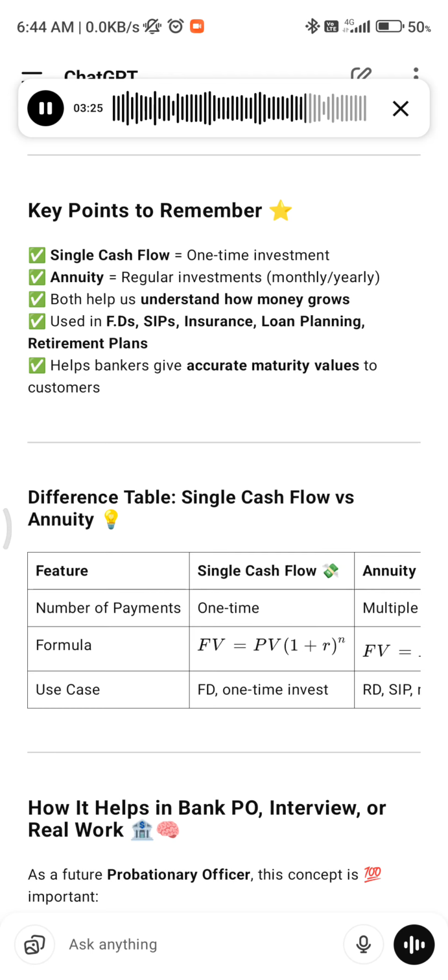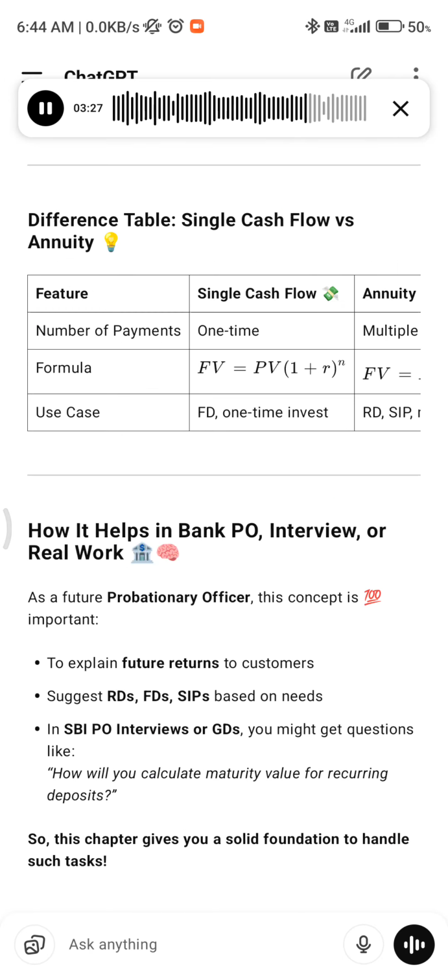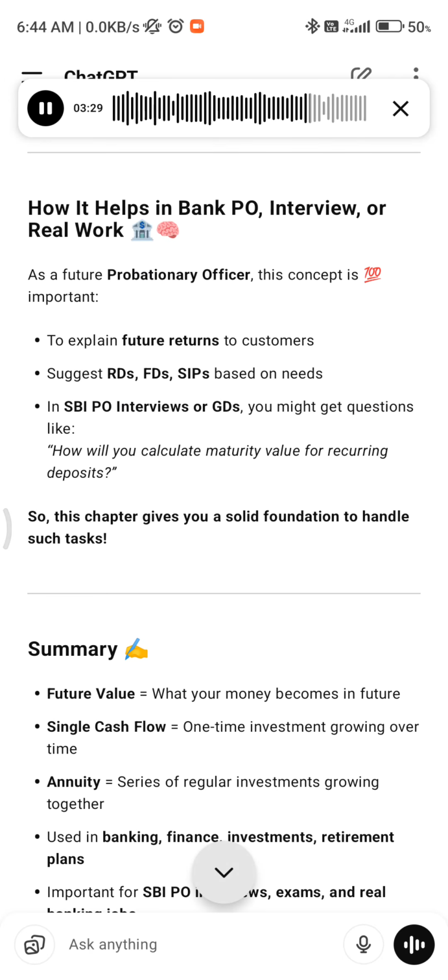How it helps in bank PO interviews or real work. As a future probationary officer, this concept is very important, to explain future returns to customers and suggest RDs, FDs, SIPs based on needs. In SBI PO interviews or GDs, you might get questions like, how will you calculate maturity value for recurring deposits? So this chapter gives you a solid foundation to handle such tasks.